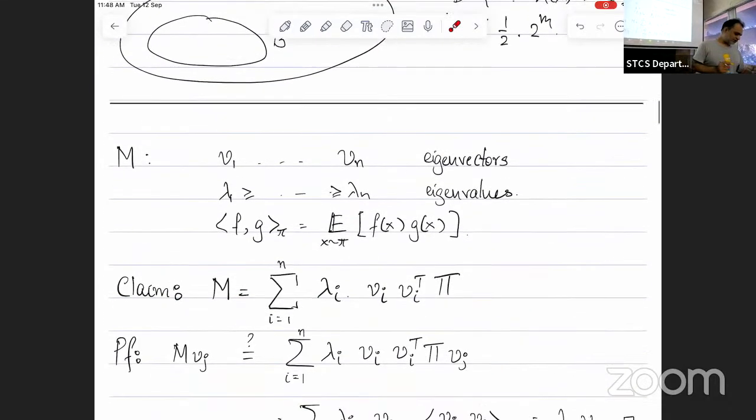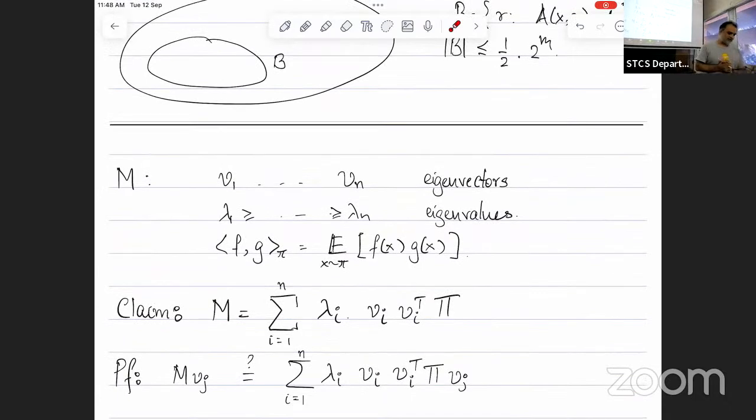But I want to make the following claim: the matrix M has the following property. If v1 through vn are the eigenvectors and lambda 1 through lambda n are the corresponding eigenvalues, and the dot product is with respect to this stationary distribution pi, then M is equal to the following.